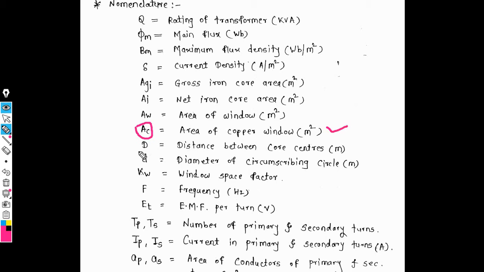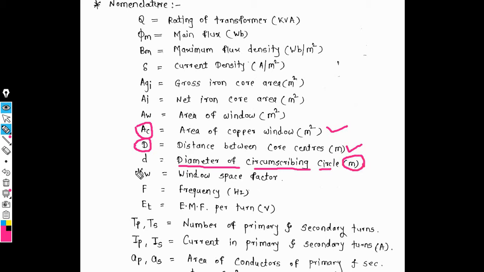Then capital D is the distance between core centers, also called the distance between adjacent core limbs. This capital D is the distance between two adjacent core limbs, measured in meter. Then small d is called the diameter of the circumscribing circle, which is used in the transformer winding, measured in meter.